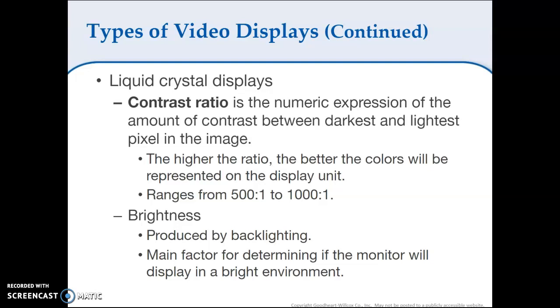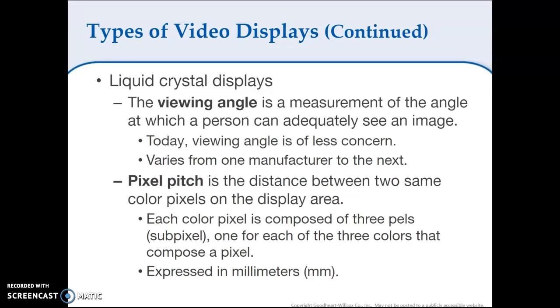We sometimes see that our monitors all of a sudden seem not as bright. If we are in a well-lighted area, it almost seems dark and we can't quite see what image is projecting. So some of these different technologies will allow for adjustments to be made so that those pictures can be viewed in highlighted areas. Now, the viewing angle of an LCD is the measurement of the angle at which a person can adequately see an image.